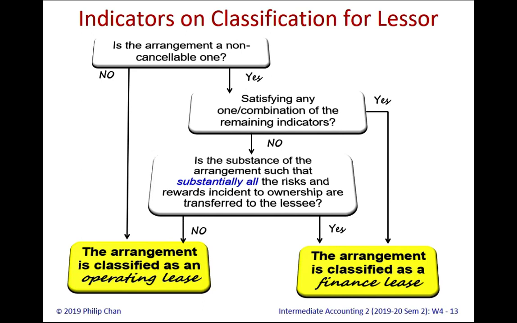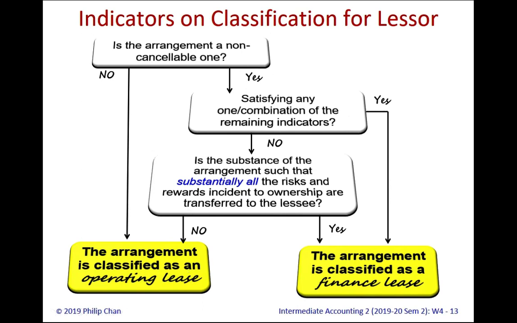Now in IA2, we are not going to consider other situations or other indicators other than the 8 that we've talked about within the standards. So you can simply ignore this little box here, the information within this box, and simply consider: if you can find a non-cancelable lease indicator, but you cannot find any one indicator out of the remaining 7, then you can simply conclude that the lease is operating.